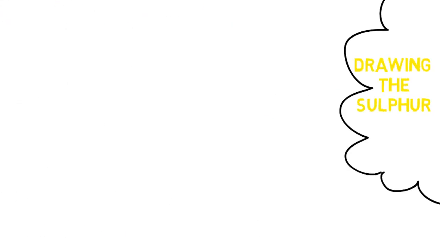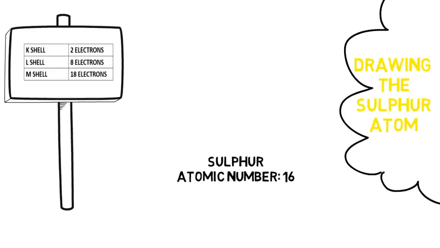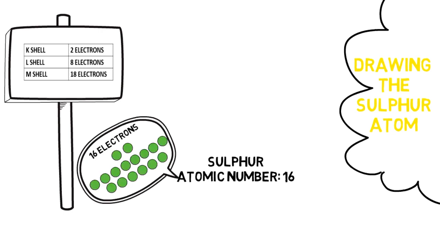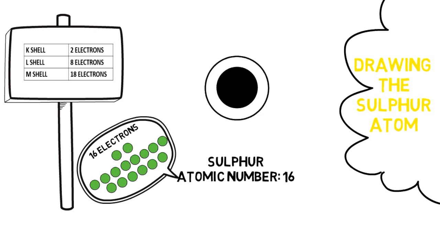Now let us take a look at the sulfur atom. Sulfur's atomic number is 16. That means 16 electrons in a sulfur atom. First, we draw the nucleus in the center. Next, we draw the first shell, that is K. Out of the 16, the first 2 electrons are going to go to the K shell. Now K is full. So now I need to move to the next shell, that is L, because I still have more electrons to draw.